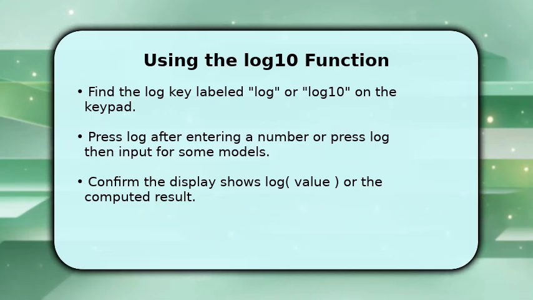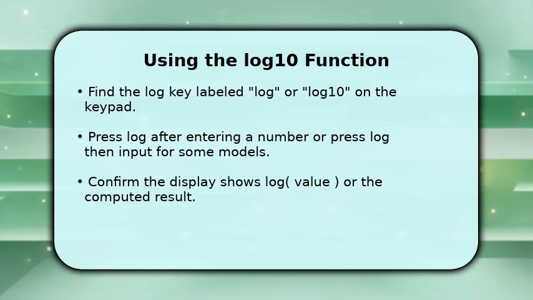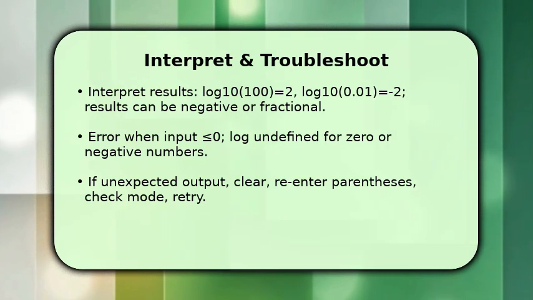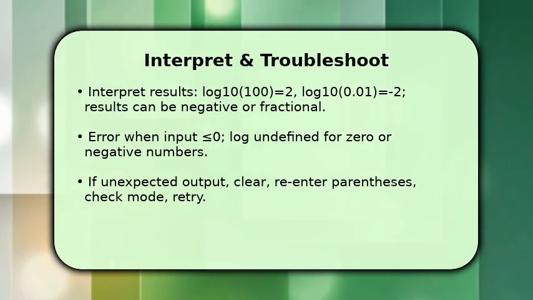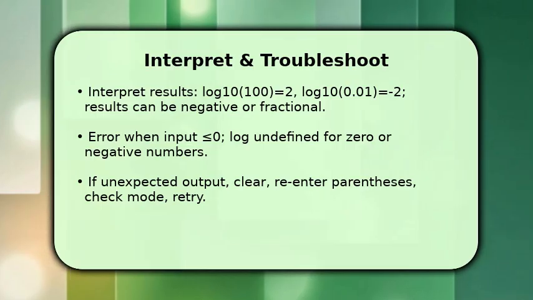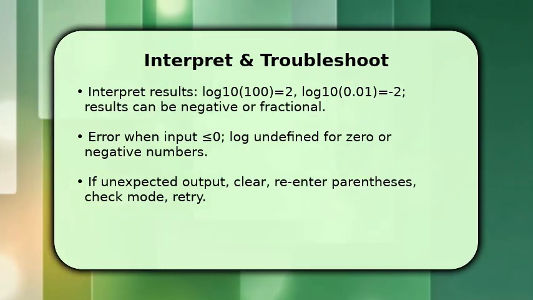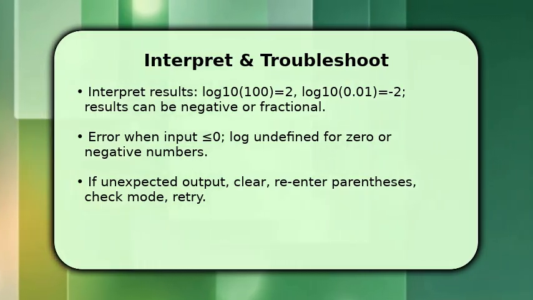Make sure the calculator is in standard mode, because mode changes won't affect base 10 logs, but can alter input behavior. You finish by interpreting the result. For instance, log 10 of 100 gives 2 because 10 squared equals 100, and log 10 of 0.01 gives negative 2 since it's 1/100th.